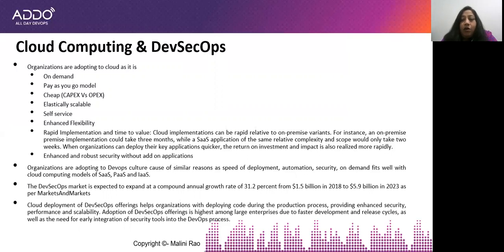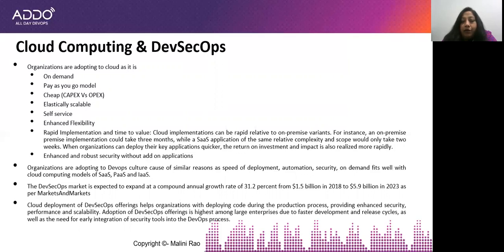Also, when it comes to cloud, you have enhanced and robust security without add-on applications. Organizations are adopting DevOps culture because of similar reasons, because DevOps on cloud is preferred by most of the organizations because of the speed of deployment, automation, security, and on-demand fits well with cloud computing models of SaaS, PaaS, and IaaS. The DevSecOps market is expected to expand at a compound annual growth rate of 31.2%, from $1.5 billion in 2023 to $5.9 billion, as per one of the research from Markets and Markets.